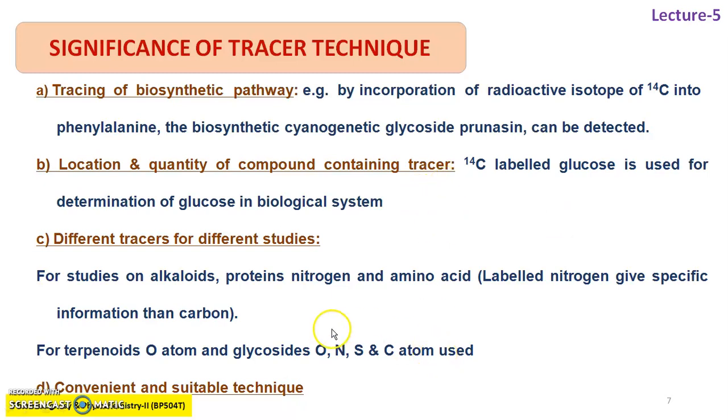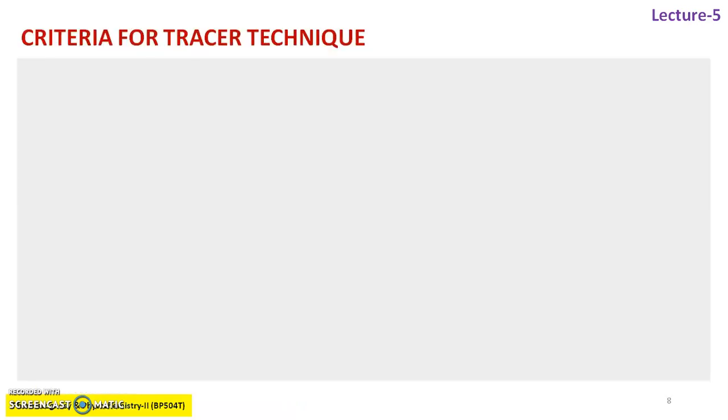For example, for studies of alkaloids and proteins, nitrogen-labeled radioactive isotopes can be used in the plants, so that one can easily detect which type of alkaloids or protein molecules are being biosynthesized and further metabolized. Next is that it is a convenient and suitable technique. This technique is very convenient and suitable for use.